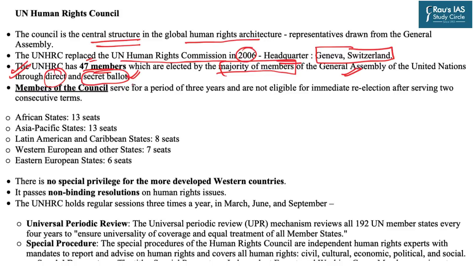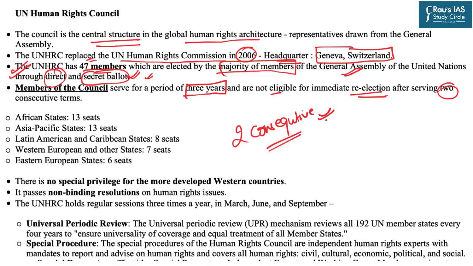The members who are elected under this voting serve for a period of 3 years but are not eligible for immediate re-election after serving 2 consecutive terms. That means for 2 consecutive terms, the members can be elected, but they can't be elected for the 3rd consecutive term. Further, the period of the members of the council is 3 years.